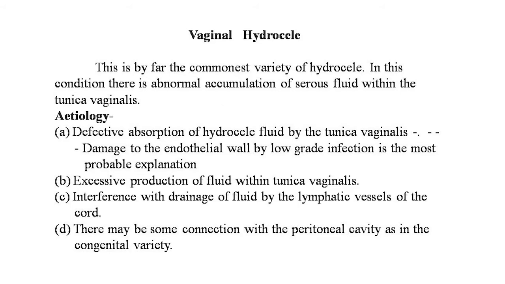The second etiology is the excessive production of fluid within the tunica vaginalis, next is interference with drainage of fluid by the lymphatic vessels of the cord, and the fourth is that there may be some connection with the peritoneal cavity, as in the congenital variety.